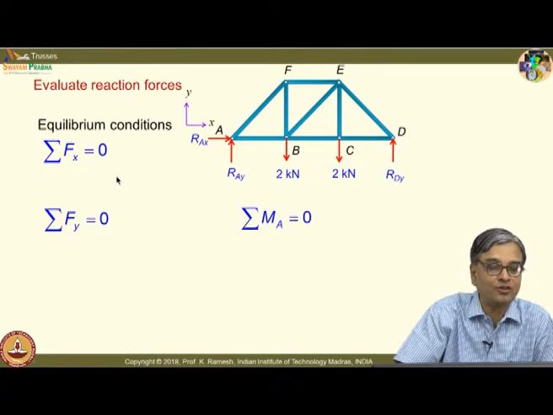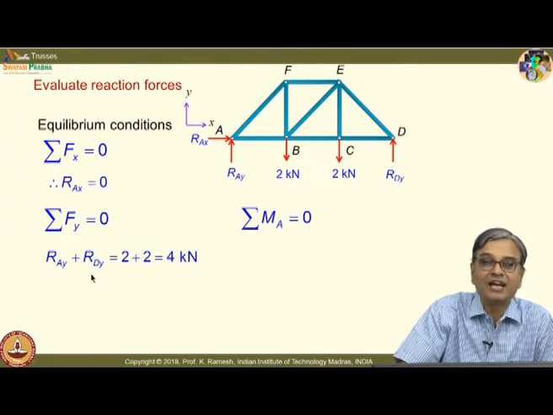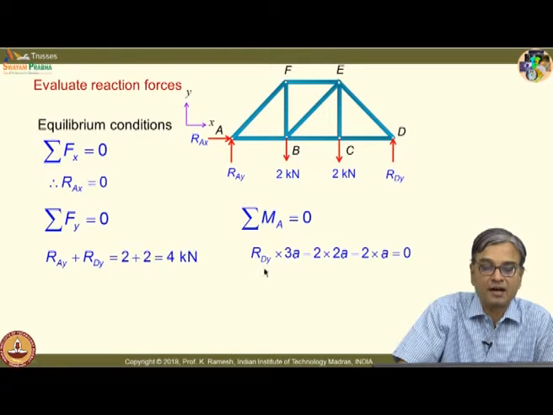So, when I say Fx equal to 0, I obviously get the x component of force RAX is 0. And when I say Fy equal to 0, I will have RAY plus RDY equal to 4 kilonewtons. And we can also find out the moment about any point. Here we are finding out the moment about A. So, when I find out the moment about A, I get RDY into 3a minus 2 into 2a minus 2 into a equals 0. That gives me RDY as 2 kilonewtons.